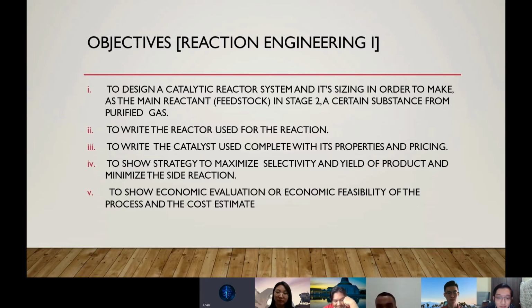Secondly, to write a reactor used for the reaction. Thirdly, to write the catalyst used complete with its properties and pricing. Last but not least, to show strategy to maximize selectivity and yield of product and minimize the side reaction. Finally, to show economic evaluation and economic feasibility of the process and the cost estimate.